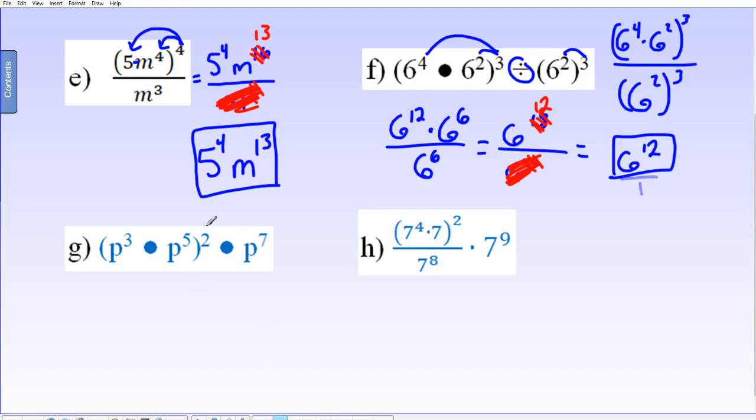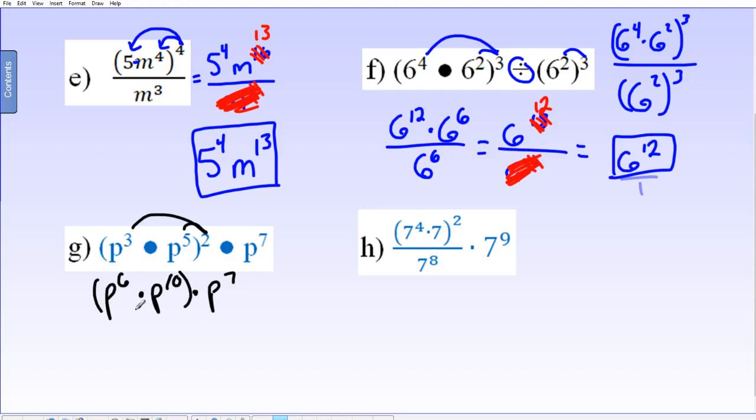So I'm going to distribute my exponents. This gives me p to the 6th power. This gives me p to the 10th power. And since this is a multiply, I'm just going to continue to multiply to the 7th power. So this stuff is being multiplied by this. When I distributed, even if I put parentheses here, if it makes you feel good, it's still this stuff being multiplied by this.